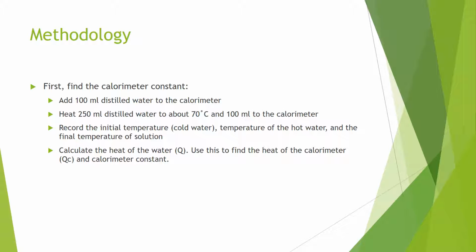In the first step of the experiment, we measured 100 milliliters of distilled water in a graduated cylinder, and then added it to the calorimeter and measured the initial temperature. We then measured 250 milliliters of distilled water in a beaker and heated it to approximately 67 degrees Celsius. Then we added it to the calorimeter, monitoring the temperature change. Using the initial temperature and the final temperature, we calculated the heat of water and used this value to find the heat absorbed by the calorimeter and the calorimeter constant.